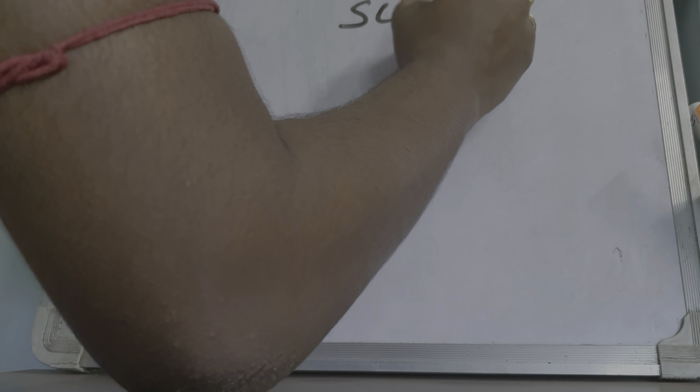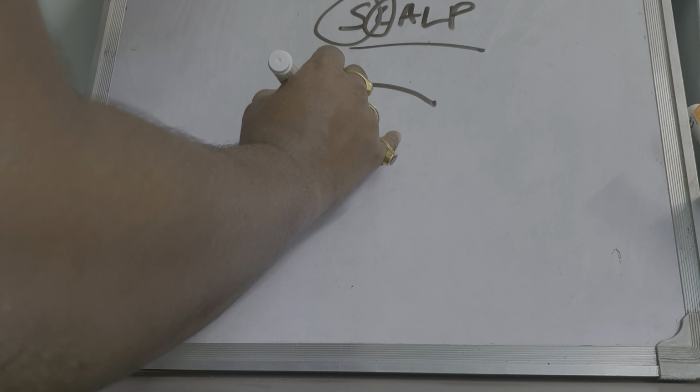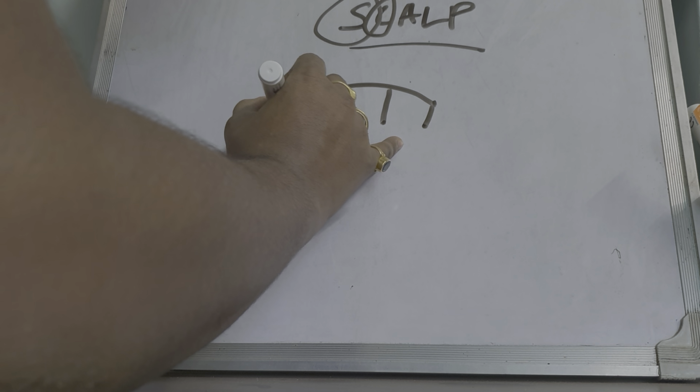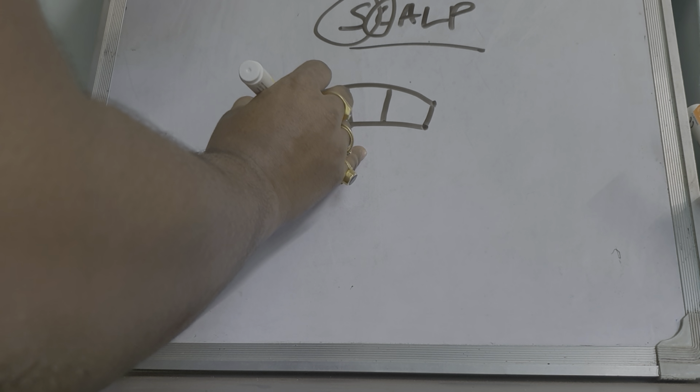So today we are going to learn scalp. The mnemonic is SCALP. S is for skin. The skin means the subcutaneous layer. Here the skin gives septa, and this septa contains numerous blood vessels.